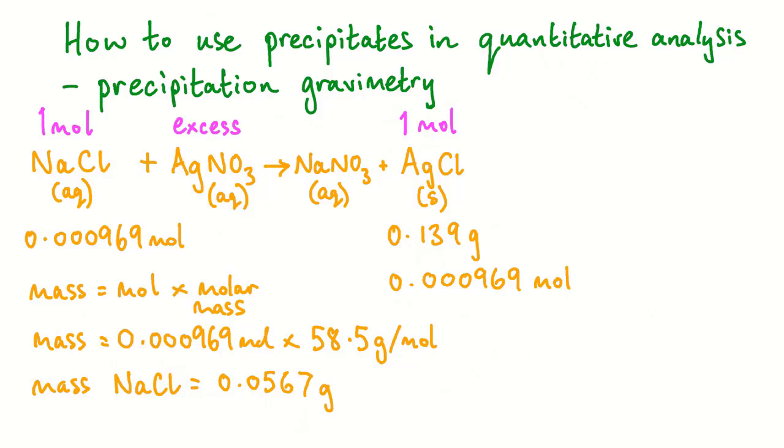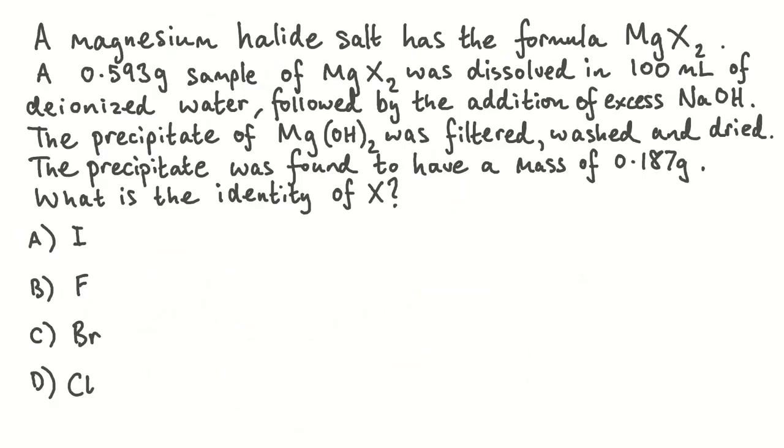We will now look at a question to further develop the concept of precipitation gravimetry. A magnesium halide salt has the formula MgX2. A 0.593 gram sample of MgX2 was dissolved in 100 milliliters of deionized water, followed by the addition of excess NaOH. The precipitate of Mg(OH)2 was filtered, washed and dried. The precipitate was found to have a mass of 0.187 grams. What is the identity of X?